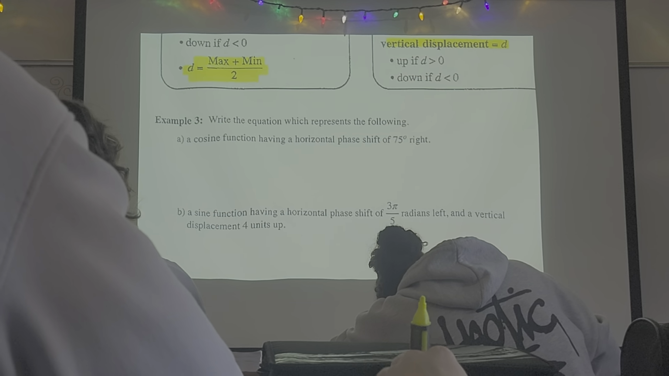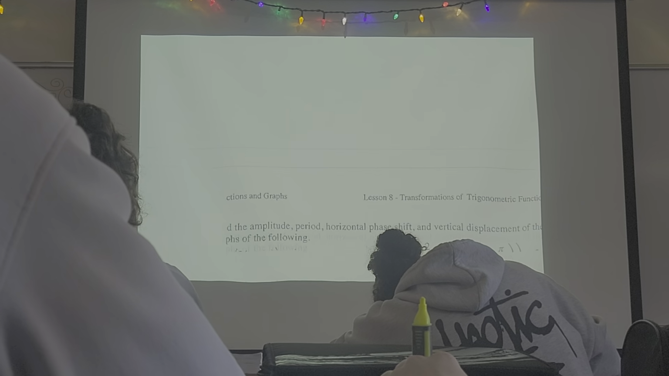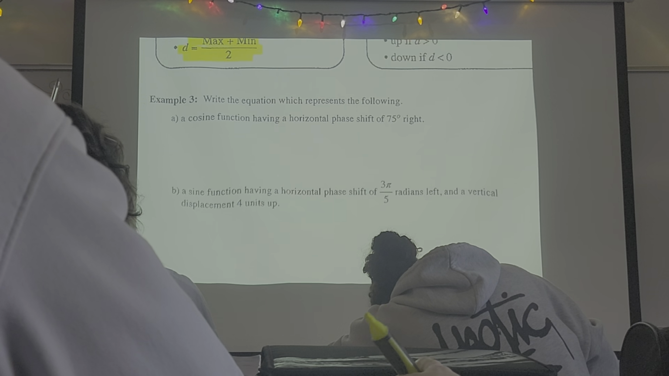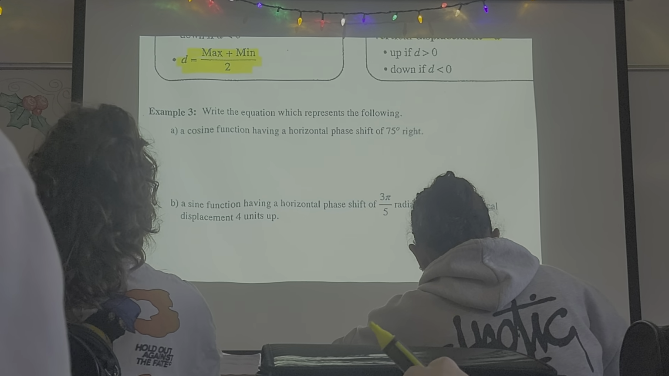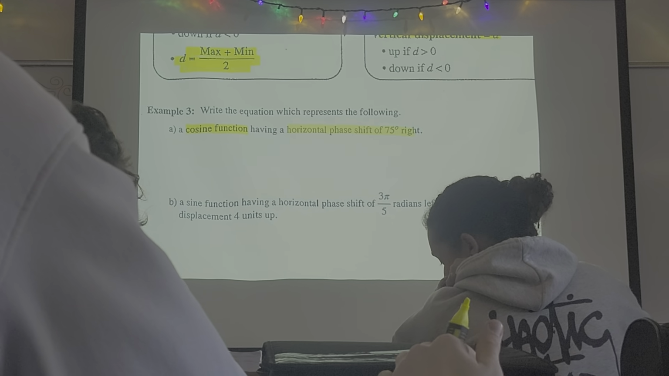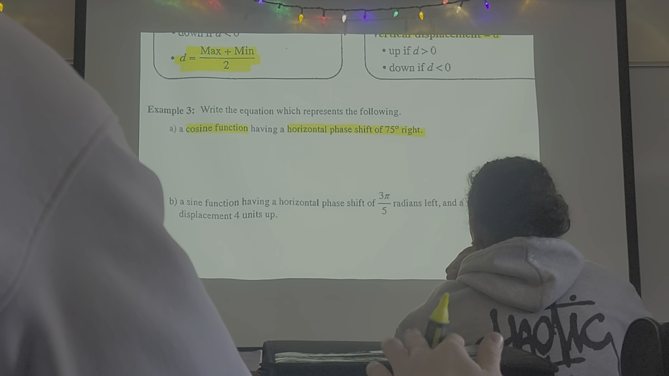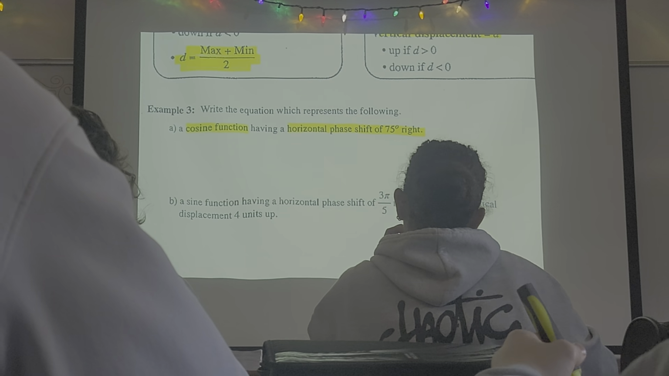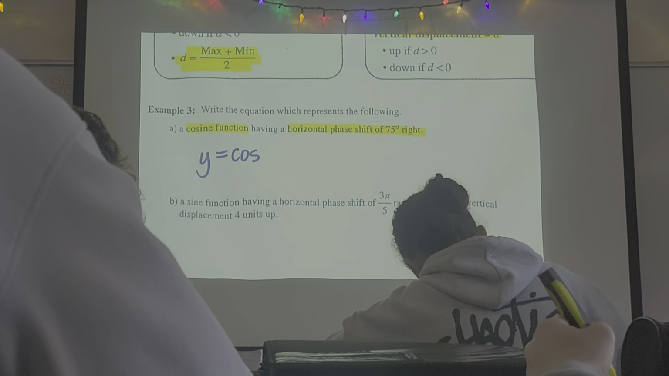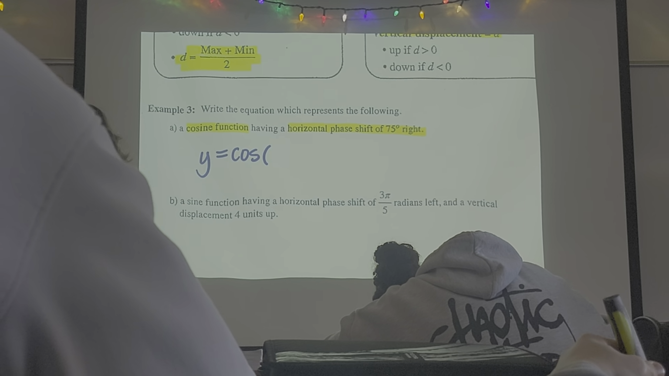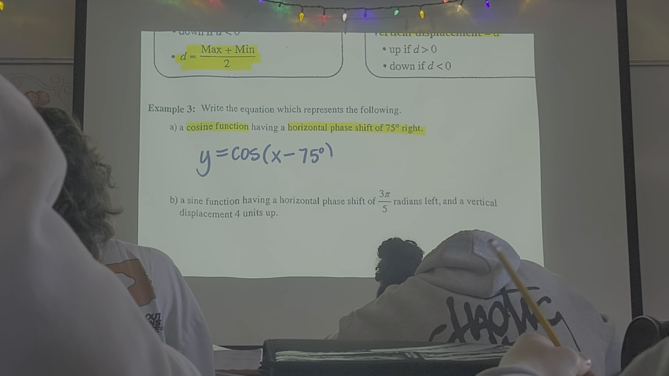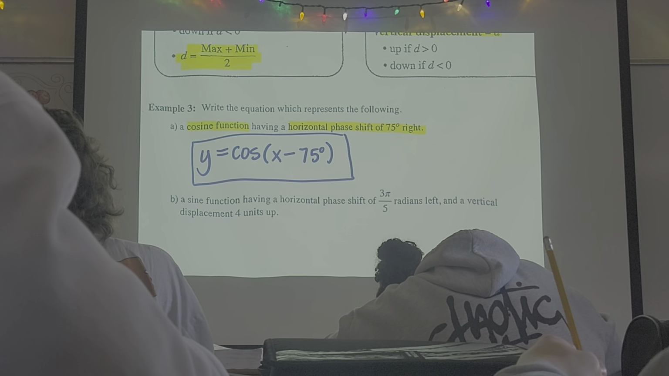So we're going to start off just practicing writing our equations. And then we're going to look at graphs. How do we get an equation from a graph? So cosine function, phase shift 75 degrees to the right. What will be the equation? 75 right, so that would be y equals cosine, x minus 75 degrees. That's it.